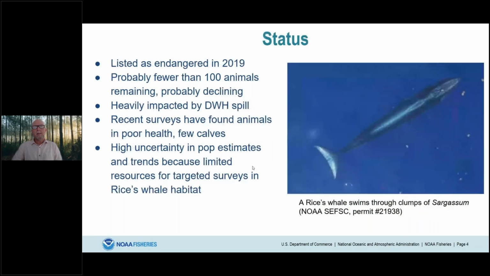As for their status, Rice's whales were listed as endangered in 2019. We suspect there could be as few as 100 whales remaining, and the population is probably declining. I say probably because we don't have sufficient funding to do regular targeted surveys in Rice's whale habitat. So there's considerable uncertainty in population estimates and trends. That said, they are one of the marine mammal species that was most impacted by the DWH spill, and recent surveys have found few calves and many animals in poor body condition.